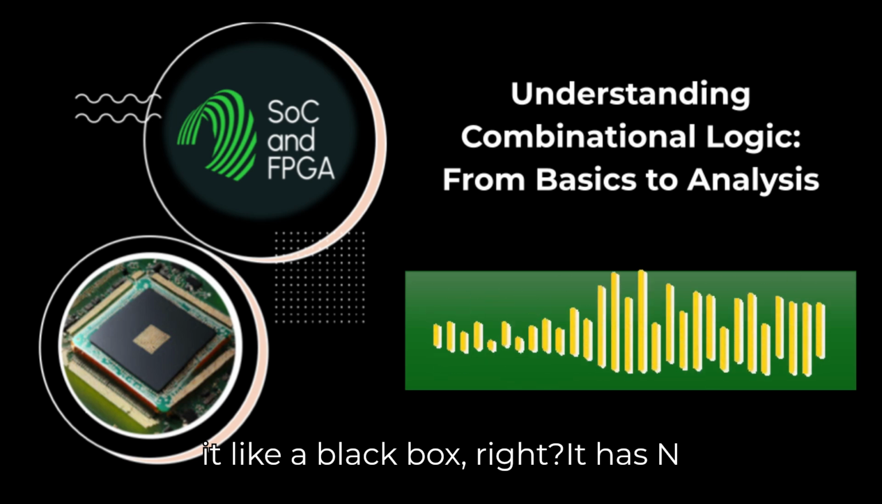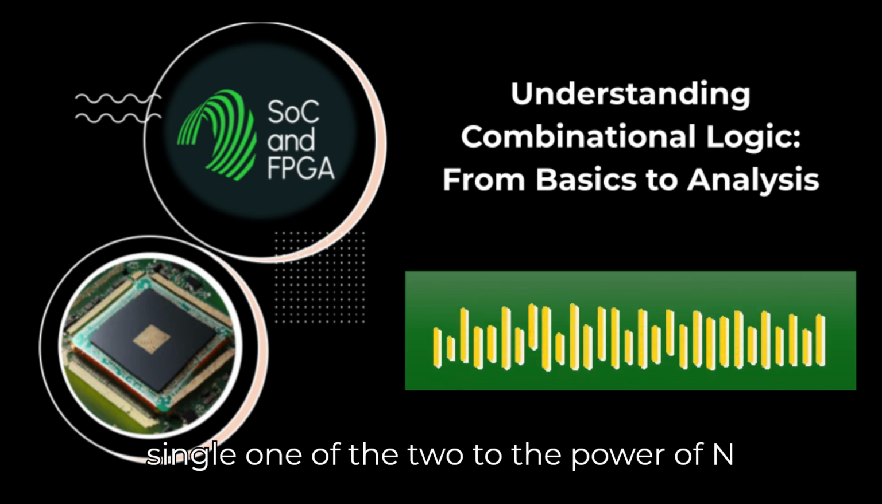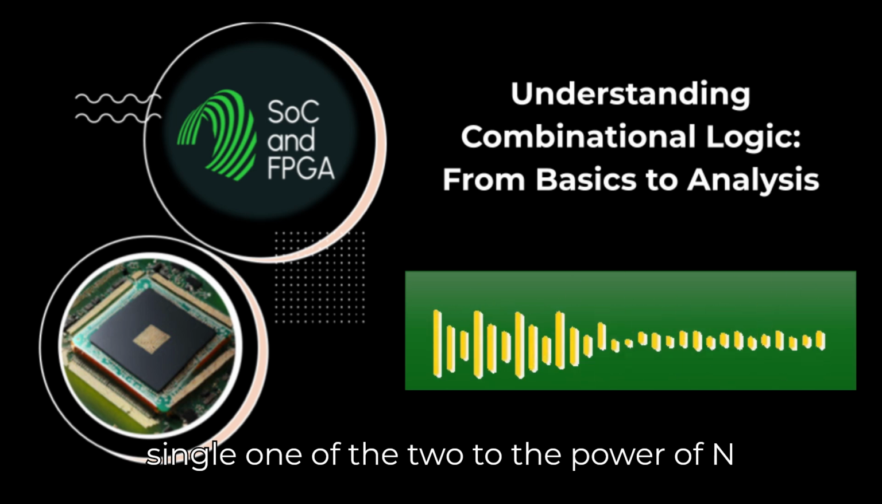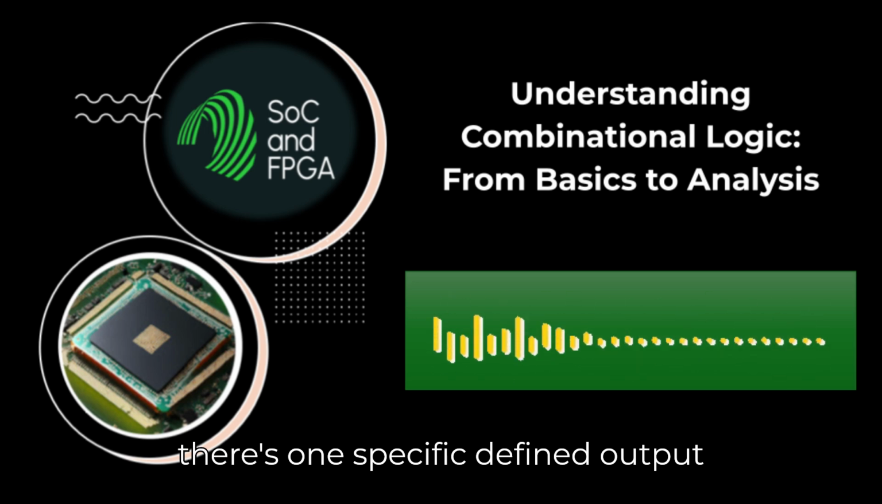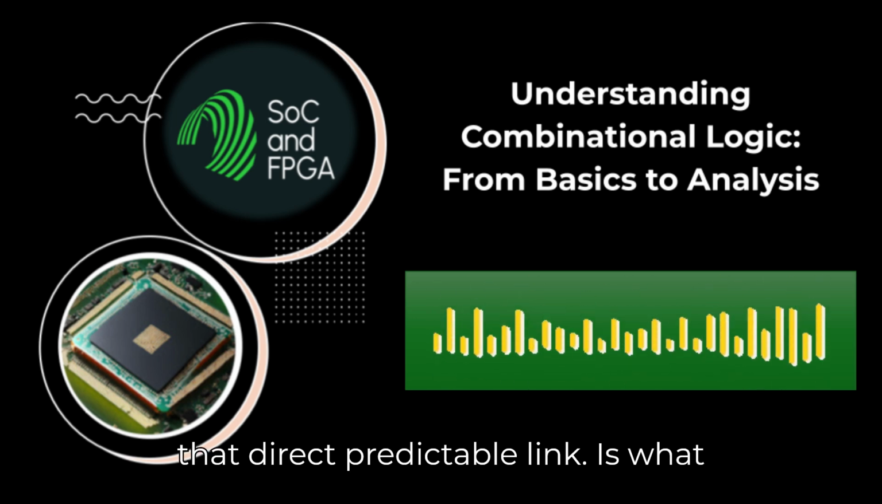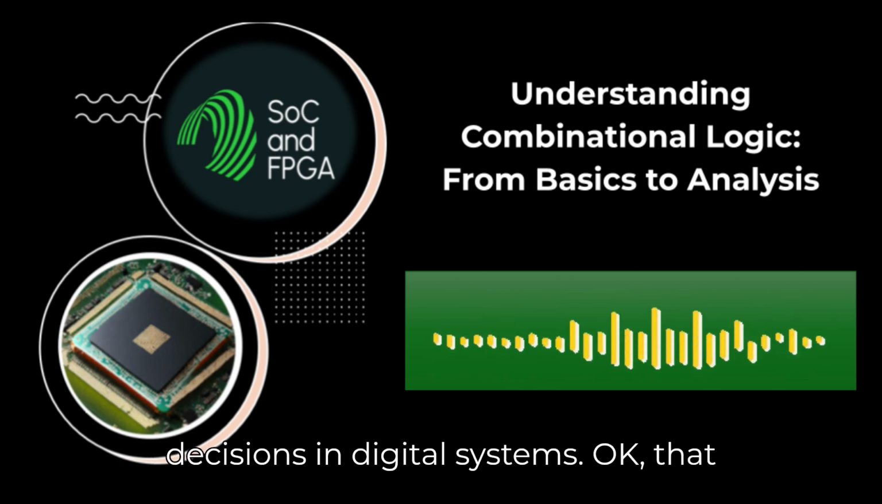You can picture it like a black box, right? It has n inputs coming in. And for every single one of the 2 to the power of n possible combinations of those inputs, there's one specific defined output. That direct, predictable link is what makes them so fundamental for quick decisions in digital systems.